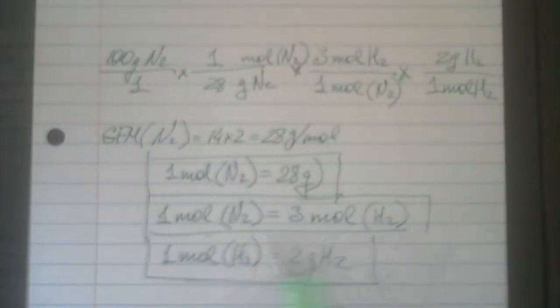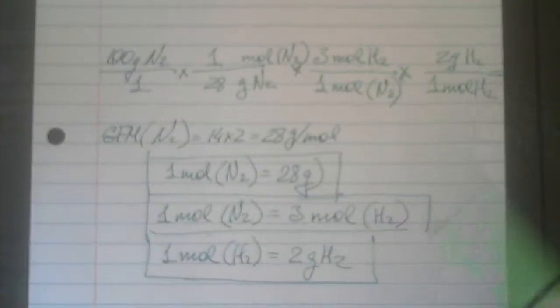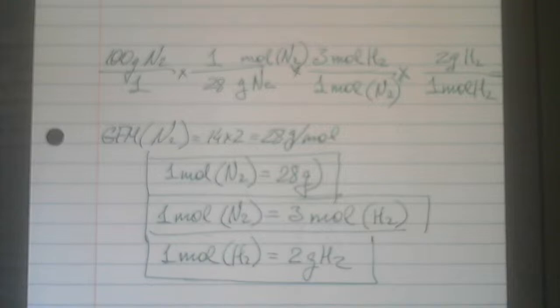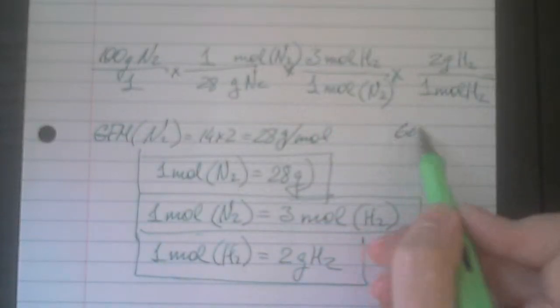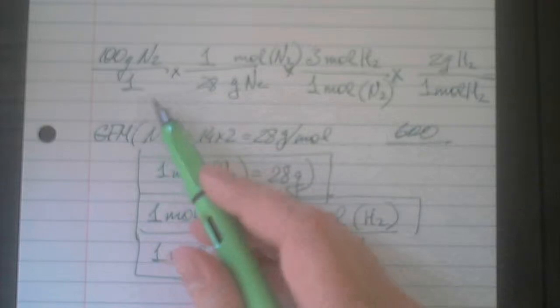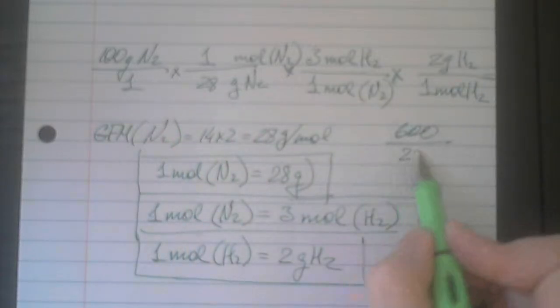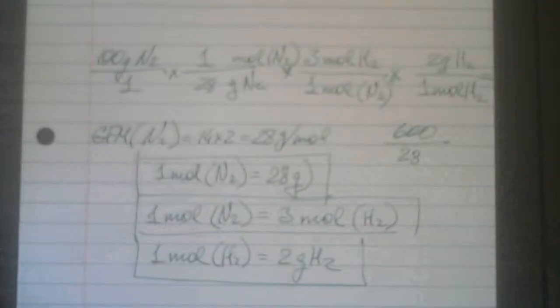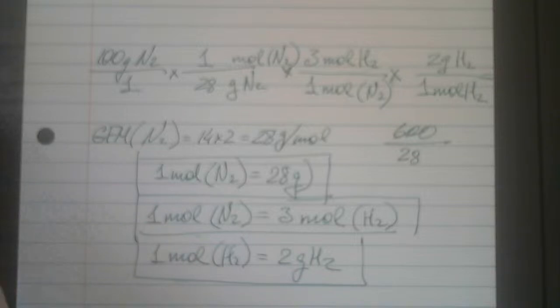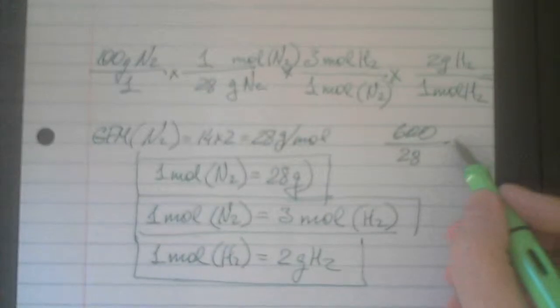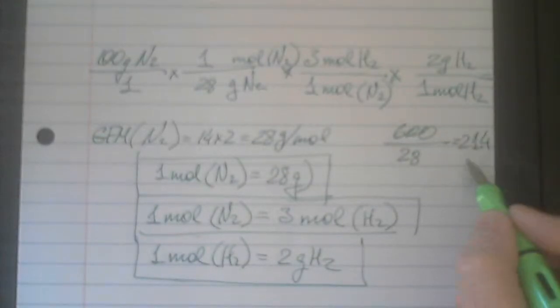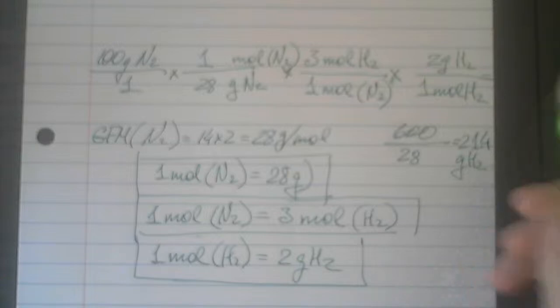So in this regard, we just need to multiply all the numerators, multiply all the denominators, and divide one by another. So it will be 100 times 3 times 2, we're talking 600, divided by 28, which gives us 21.4 grams of hydrogen. Why am I so sure?